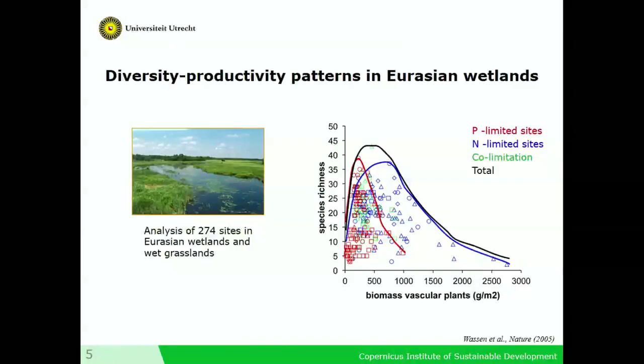As we can see here, the red dots are the phosphorus limited sites. The curve is much narrower, and the peak is also earlier than the peak for the nitrogen-limited sites. What this implies is that if you have a phosphorus-limited site and you have eutrophication and probably an addition of biomass, it is quite likely that your species richness will decline much faster than if you would be in a nitrogen-limited system.